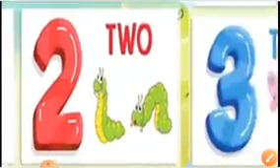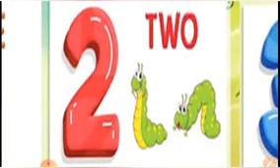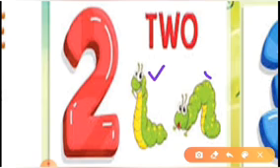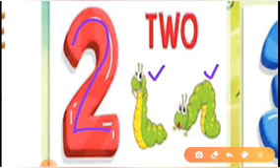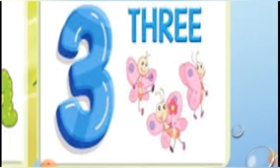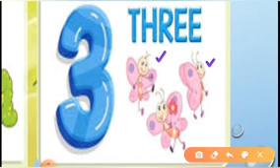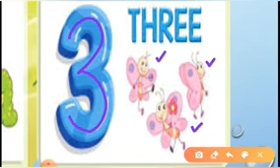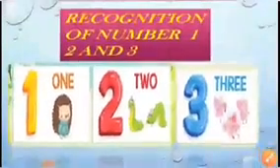Okay, now look here. Here are two insects. Let's count. One, two, two insects, and this is number two. Now look, which number comes after number two? Number three. And now here are three beautiful butterflies. Let's count the butterflies. One, two, three. These are three butterflies. This is number three.